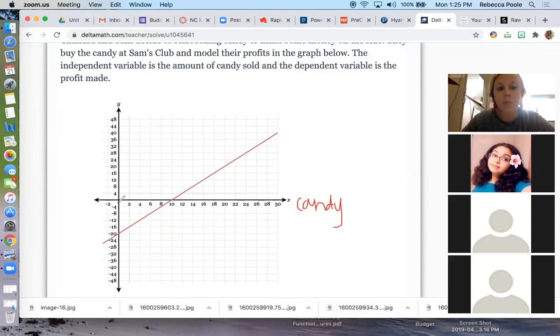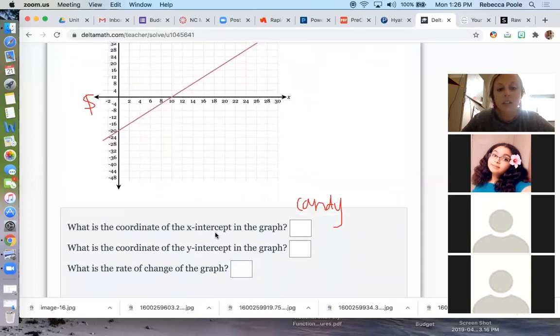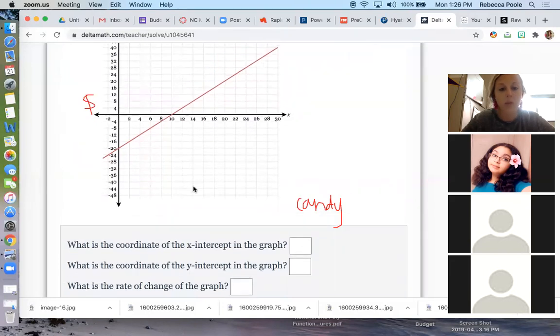It says the dependent variable is the profit made. So somebody tell me what profit means. What am I talking about when I say profit? The money you made. Good, how much money we make, right? So the x-axis is candy, the y-axis is profit. So let's go look at our questions that go with that graph. What is the x-intercept? What is the y-intercept? And what is the rate of change? Okay, we can answer that.